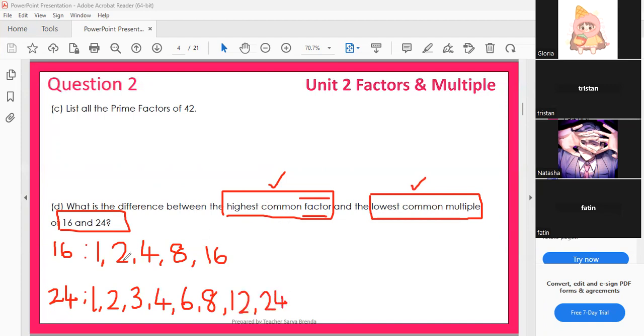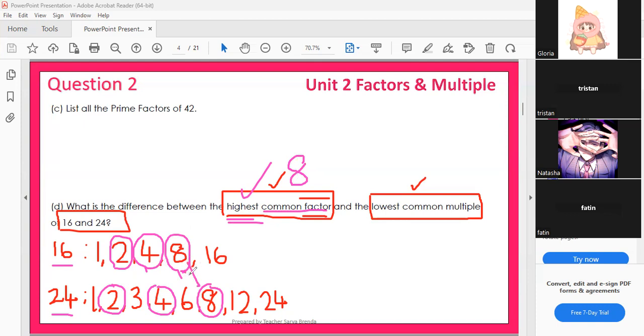So these are all the factors. Among these, which is the highest common factor? Which is common for 16 and 24? So 2 is common. Can you see? 4 is common. 8 is common. So among 2, 4 and 8, which is the highest common factor? 8. Can you see? Okay, done already with the factors.